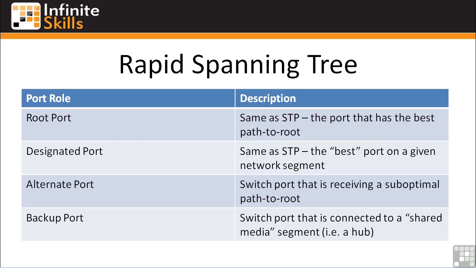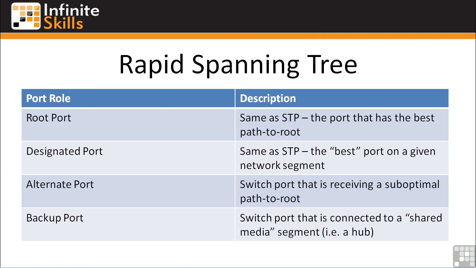And the last new port type in spanning tree is the backup port, and I've got a little network diagram on the next slide that makes this a little clearer. But a backup port is a switch port that's connected to a shared media segment, i.e. a hub. So if you have a switch and it has 2 ports connected into a hub, one of them is going to be a backup port. Obviously, it can't forward traffic out that backup port because it will create a loop in the network. So it's kind of like an alternate port, but it's an alternate port that's not connected to another switch.